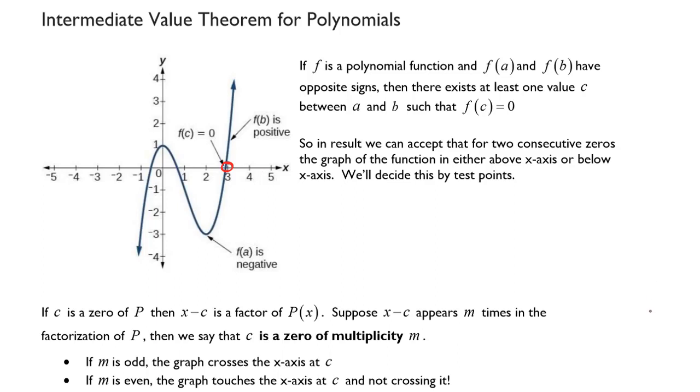If c is a 0 of p, then x minus c is a factor of p of x. Suppose x minus c appears m times in the factorization of p. Then we say that c is a 0 of multiplicity m. This is the formal definition. If m is odd, the graph crosses the x-axis at c. If m is even, the graph touches the x-axis at c and does not cross it.